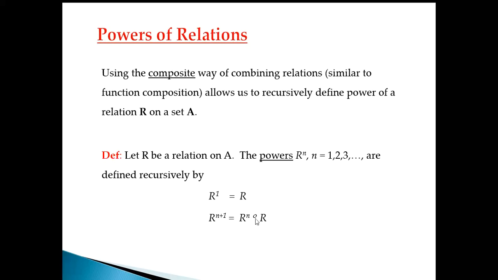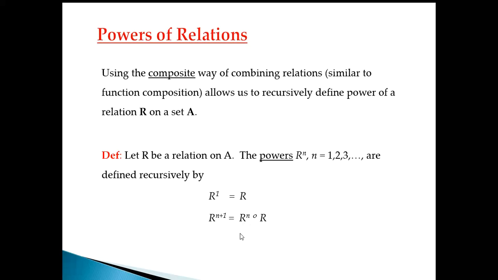We need to calculate R2, R3, R4, R to the power 2, R to the power 3. Like that, R to the power n plus 1 can be calculated as R to the power n composition R. If you need to calculate R square, R square means R composition R, right? If you need to calculate R to the power 3, first you calculate R composition R, then you calculate R square composition R. Like that you can calculate R to the power n plus 1. Clear?